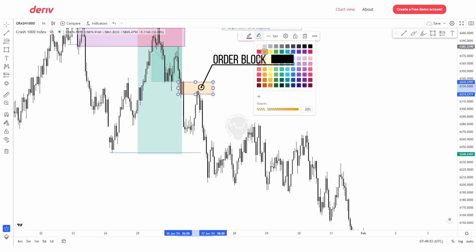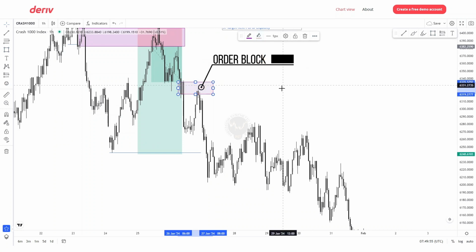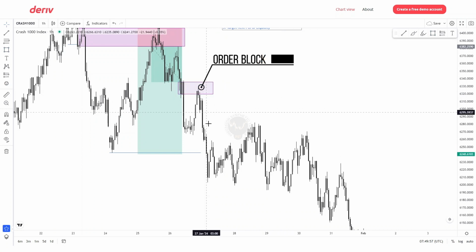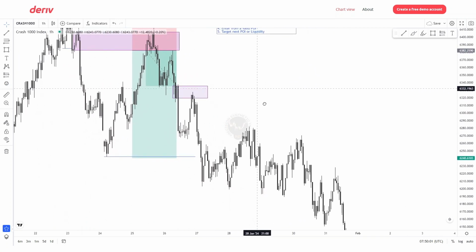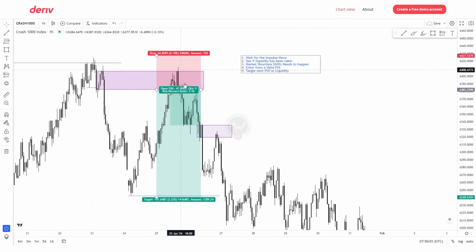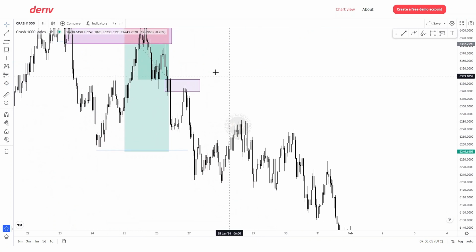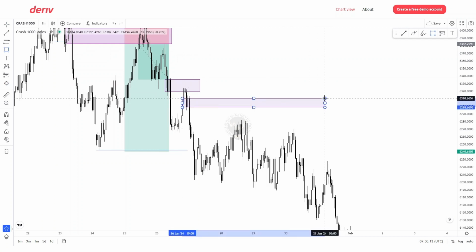Just change the color again. Literally this order block here. All right. So this is a continuation now, because we made the liquidity sweep, we had our big move. All right, so price reacted from an order block. What do we have? We have another order block, and we have a fair value gap.